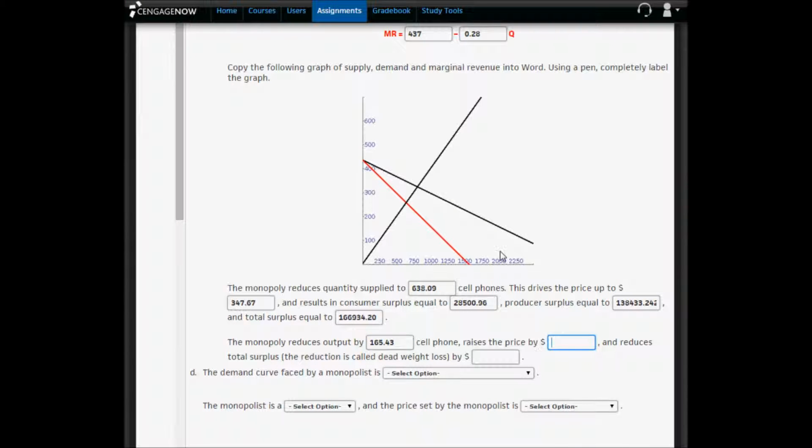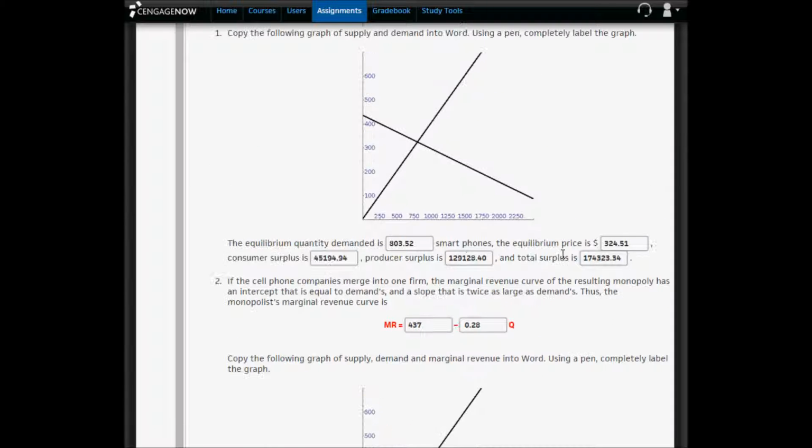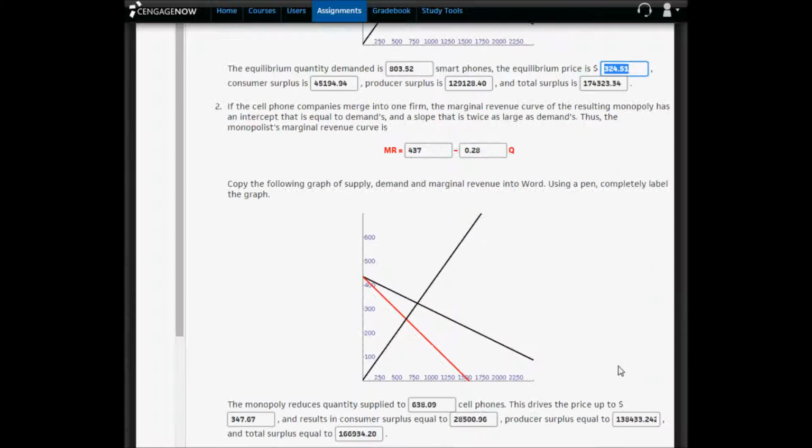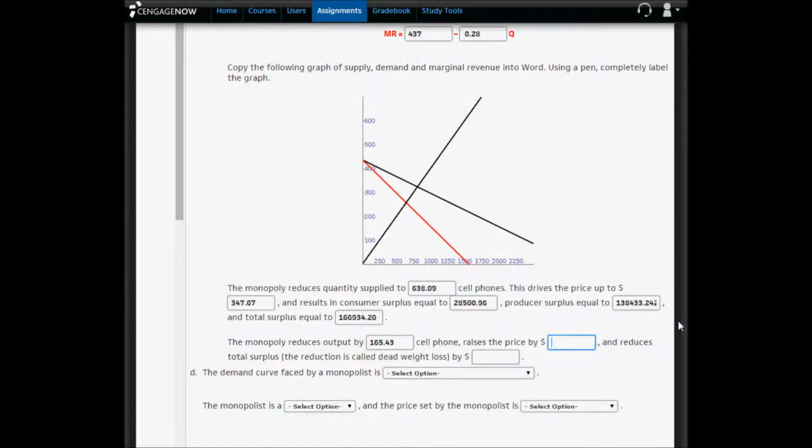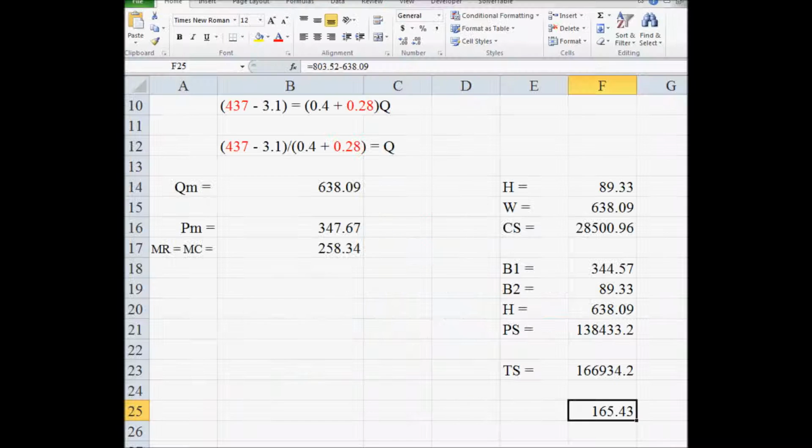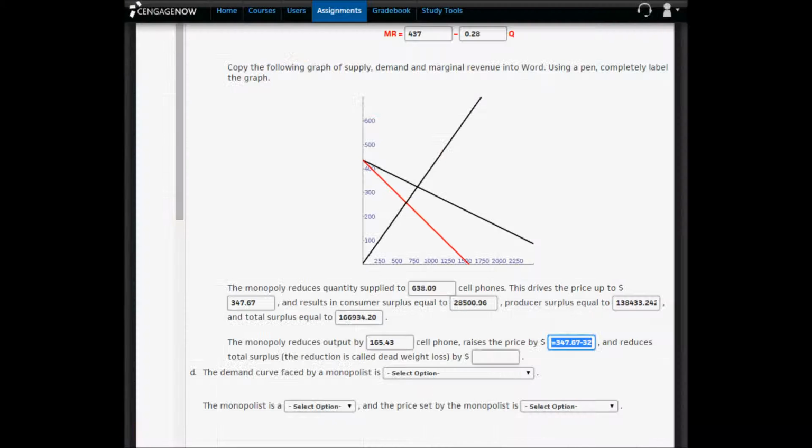The price was raised from this value to this value. And I'll copy and paste that difference into Excel. So the price was raised by $23.16.